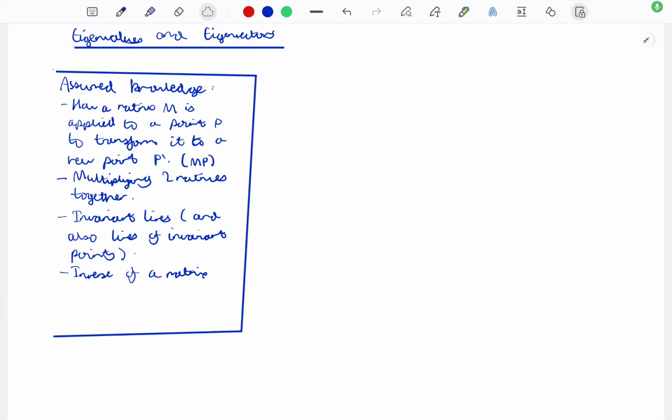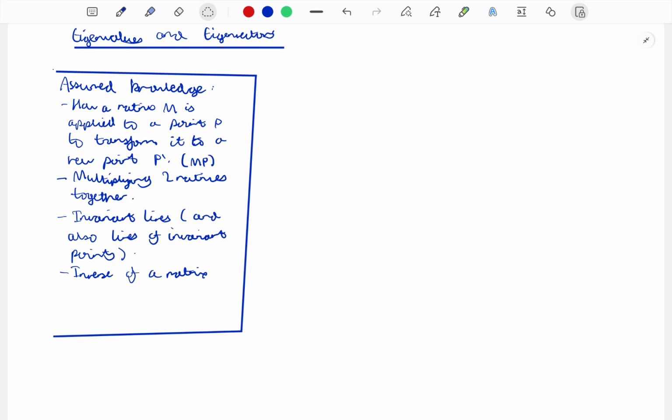Today we are going to go over eigenvalues and eigenvectors. I am going to assume that you already know how you can apply a matrix to a point P to transform it to a new point. I'm going to assume you know how to multiply two matrices together. I'm going to assume you know about invariant lines and also preferably lines of invariant points.